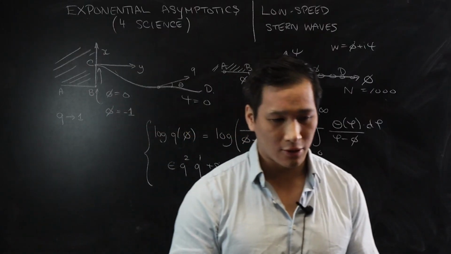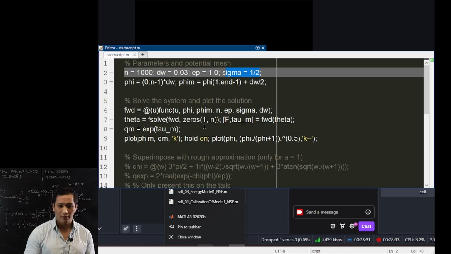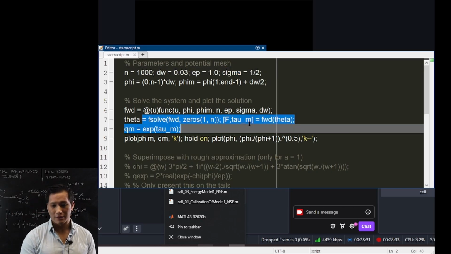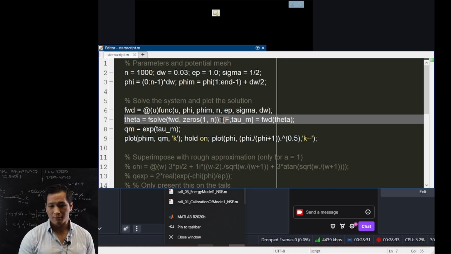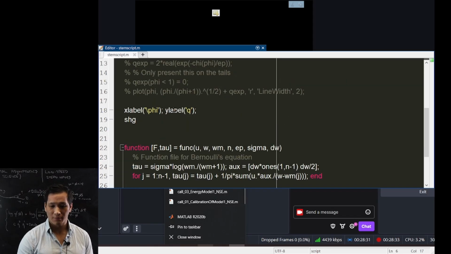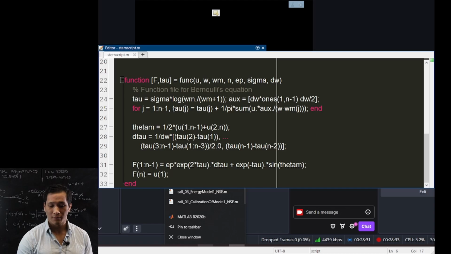Okay, let me go back to the code. So you can see I'm doing fsolve. Fsolve is the MATLAB canned solver for Newton's method. You're trying to solve a function which I've defined up here, for a set of unknowns u here, which corresponds to the theta values. Okay, so let's look at the function. The function is defined down here.